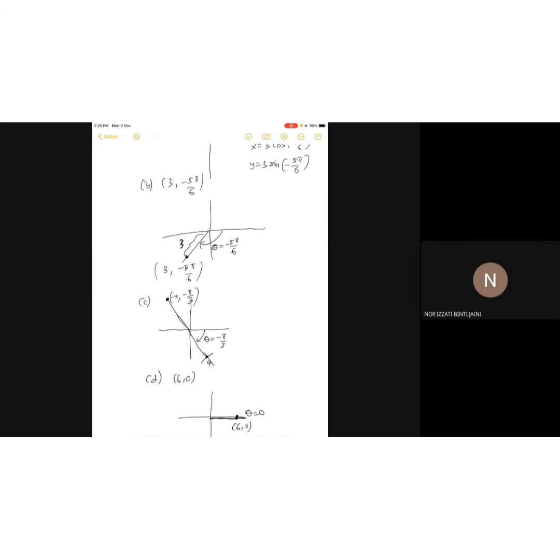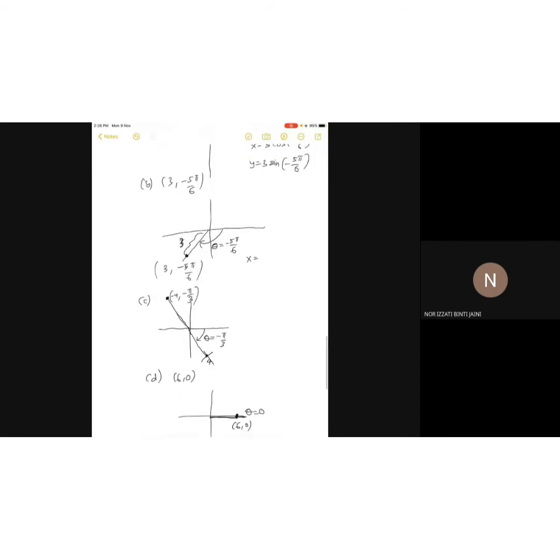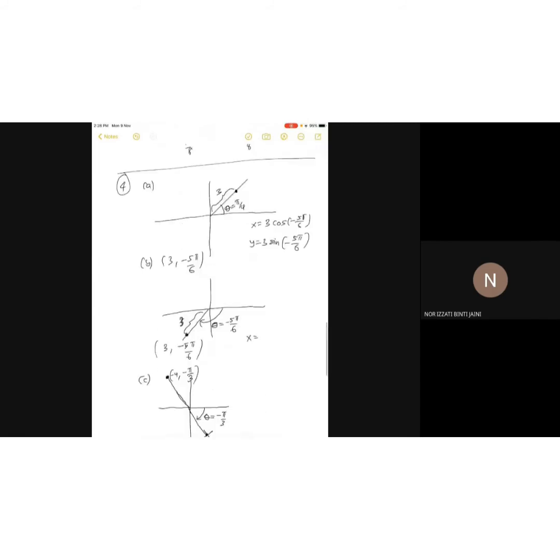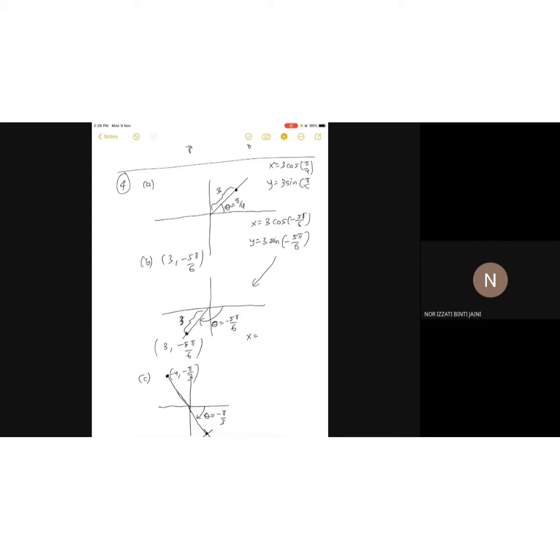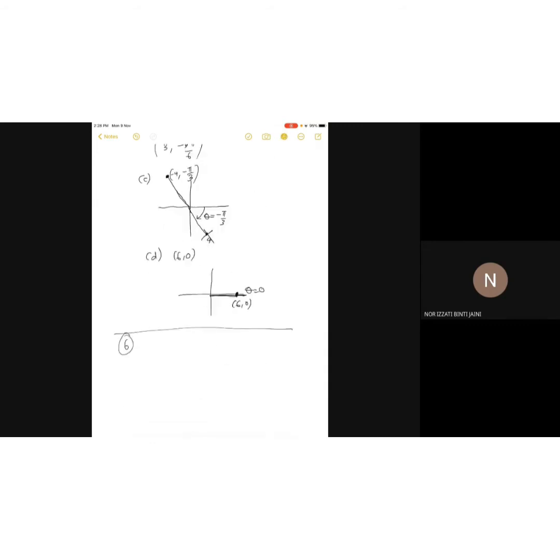So this one is x equals to, this one is pi over 4. This one is 4, this one. So x equals to 3 cos pi over 4. Y equals to 3 sin pi over 4. Tekanlah calculator ni dan seterusnya lah. That one is for question number 5. So we move to number 6.